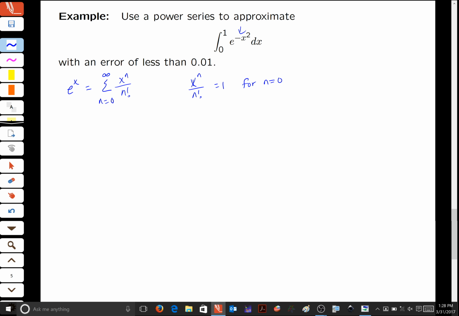I need a minus x squared. So e to the minus x squared is going to be the sum n equals 0 to infinity of minus x squared to the n over n factorial, which I can simplify by writing minus 1 to the n x to the 2n over n factorial. Taking that minus 1 out in front. Now let's integrate.